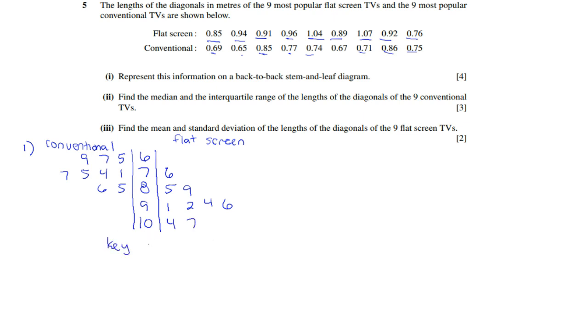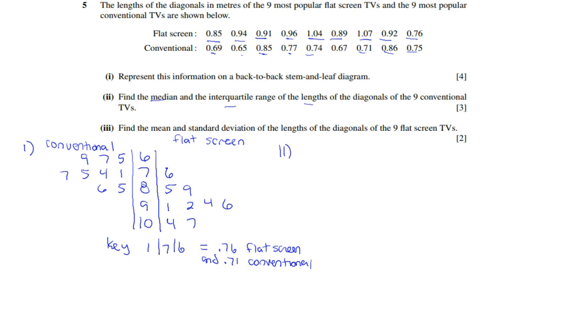Make sure whenever you do a stem and leaf diagram, you've got to make a key, especially if it's back-to-back. You got to let people know how to read both sides. So 0.76 for the flat screen and 0.71 for the conventional. I've seen it where they just do the left side, but save yourself, I would do both.